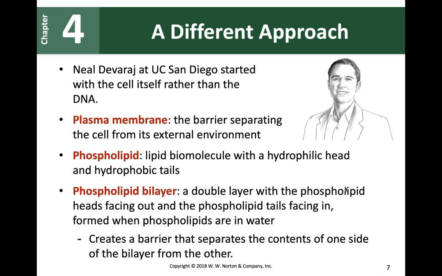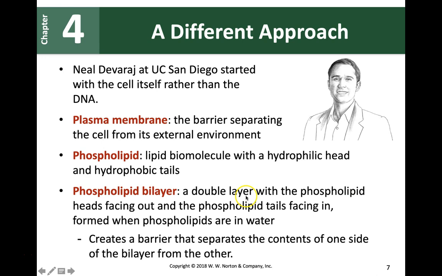So what is the plasma membrane? It's the barrier that separates one cell from its surroundings. Imagine you have a house. You're supposed to have walls in your house, right? If there's no wall, there's no point of having a house. So there has to be a barrier, and that barrier, in the case of a cell, is the plasma membrane. So what is the plasma membrane made up of?